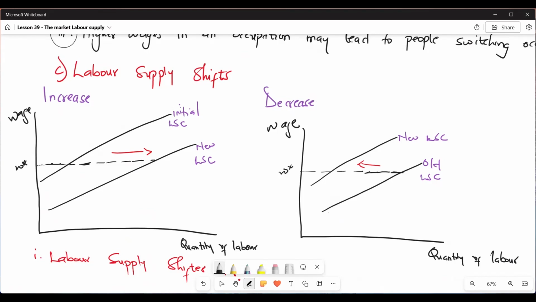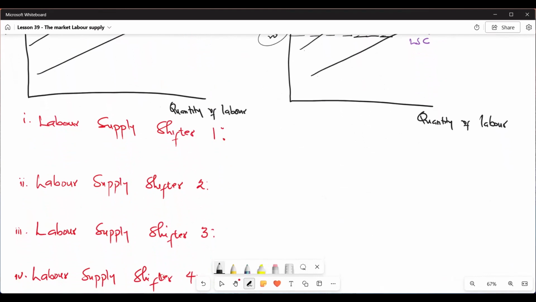In our previous lesson, we saw that when the labor supply curve shifts to the left, this is a decrease, and if it shifts to the right, this is an increase. A decrease simply means that even though wages have not changed, other market factors have changed that have shifted the entire labor supply curve to the left, and similarly for the increase. We are now going to move on to factors that shift the labor supply curve. The first factor that can shift the market labor supply curve is changes in wages in other occupations.